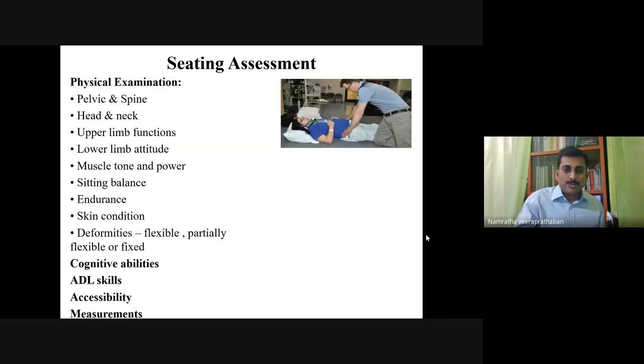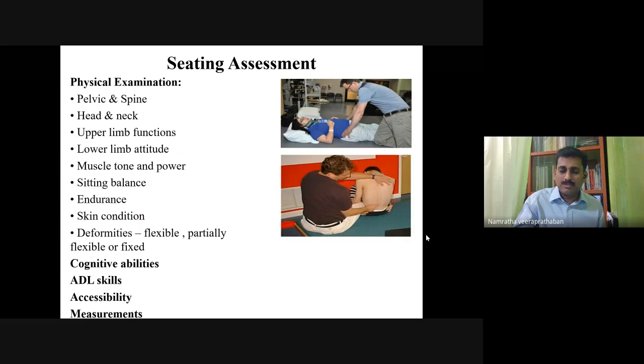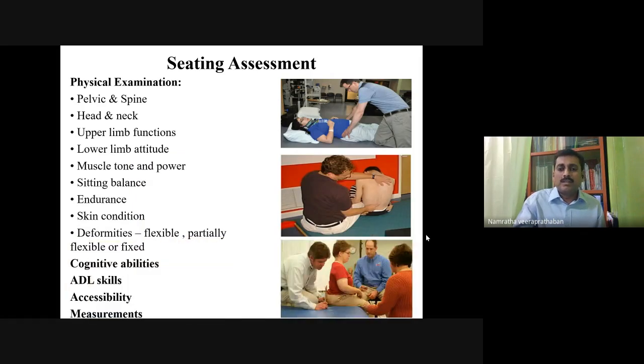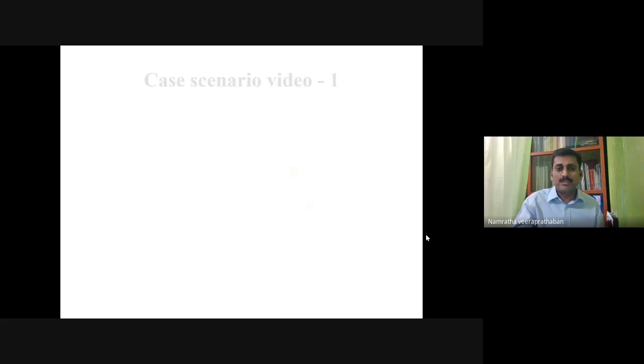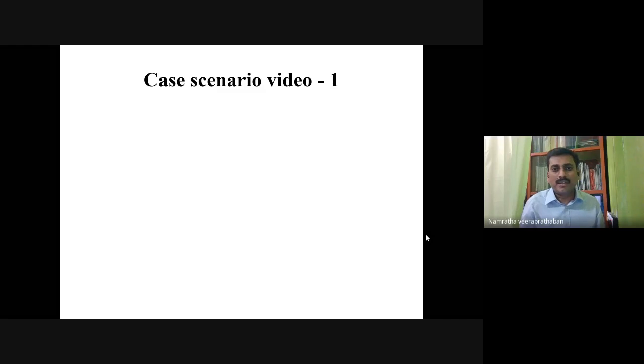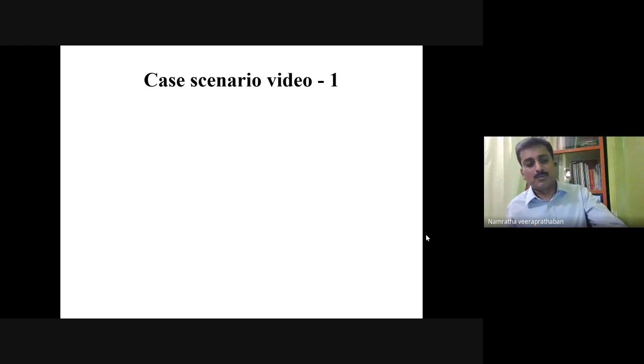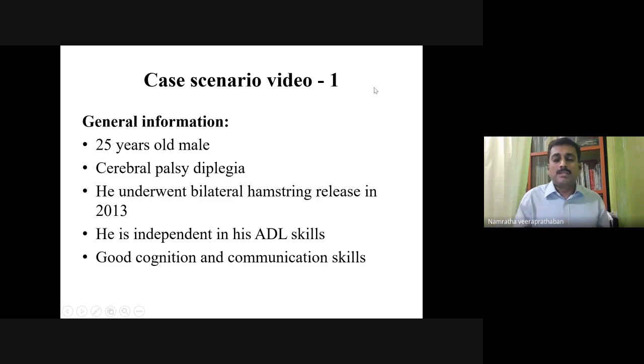I have demo videos also, I will show you. This is how we assess in supine evaluation, which is a mat evaluation, and this is sitting evaluation. And finally, we'll take measurements. Okay, this is in brief, but it is not like this. This is a very comprehensive assessment that we are doing. Okay, now I have case scenario video 1. Let's all watch how the session starts.